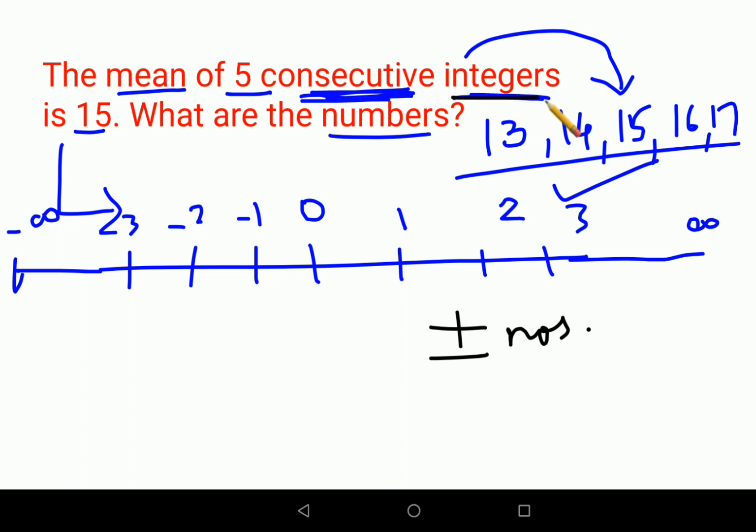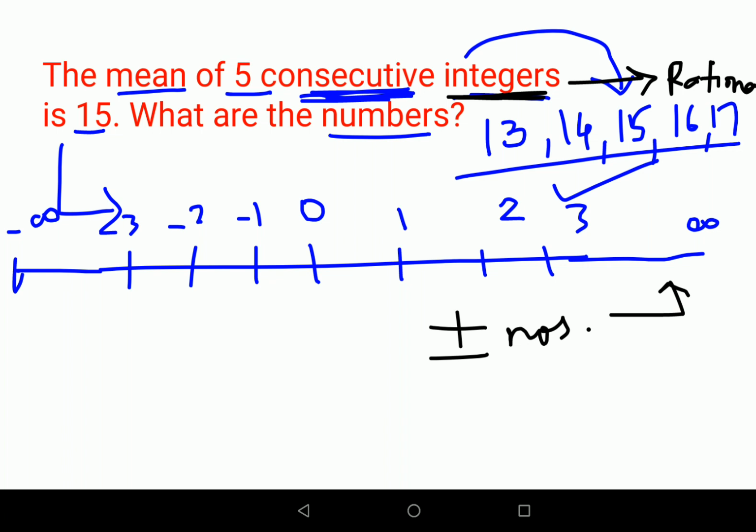Integers are actually a subset of rational numbers. Now, for those of you who are still confused about what is rational, what is irrational, what is real, and all of that, I've made a separate video on that. Please go ahead and check it out. The link will be somewhere on the top or at the end of this video.